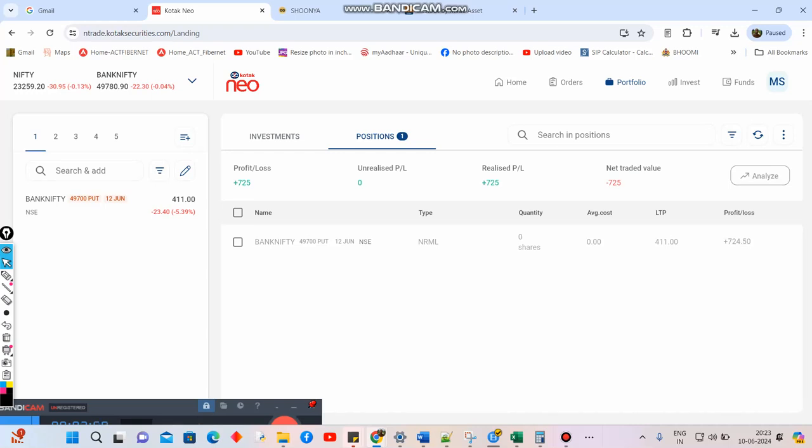I need to respect the stop loss. I will respect my stop loss, and even if there is a small loss, I will take this loss and exit my trade instead of sitting with big losses. It is better to sit with a small loss and wait for the next trade until tomorrow. So this was about my trade today.